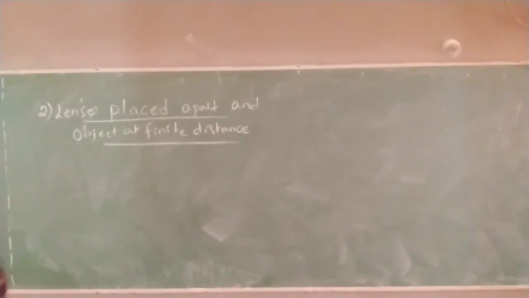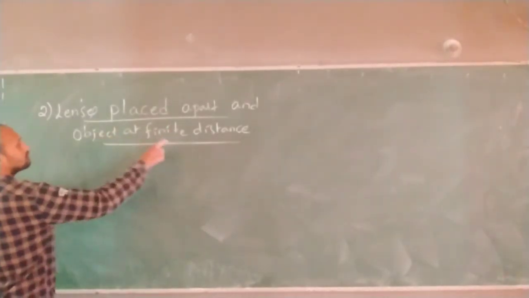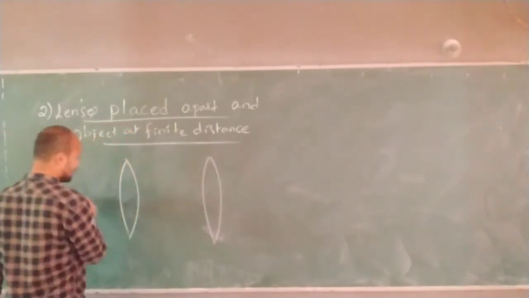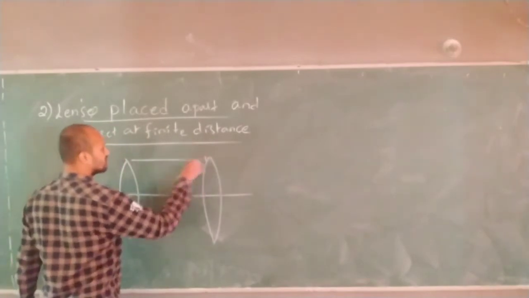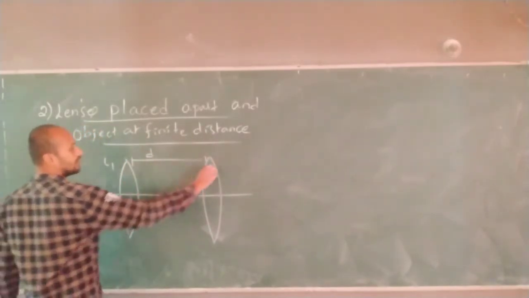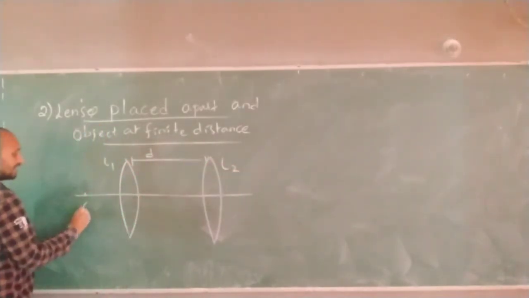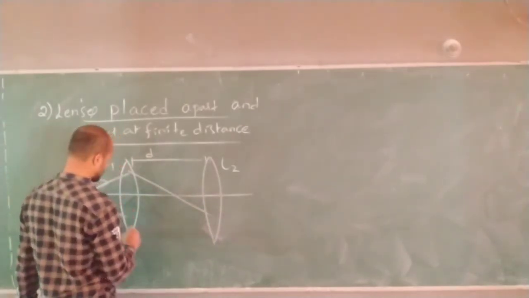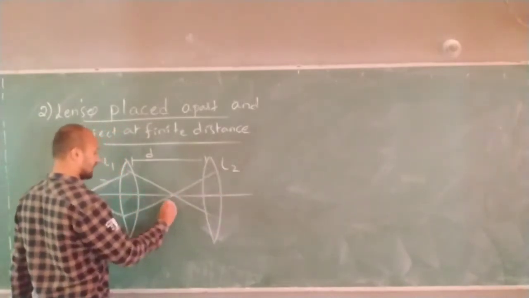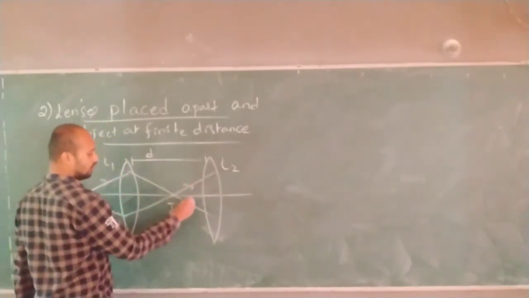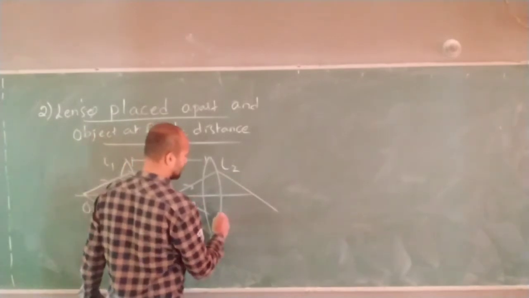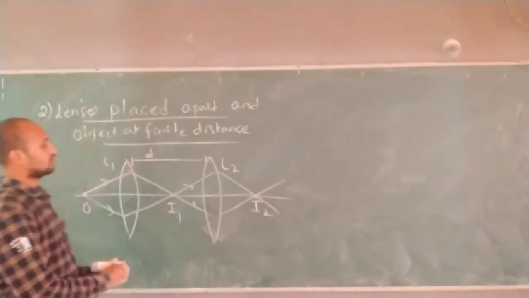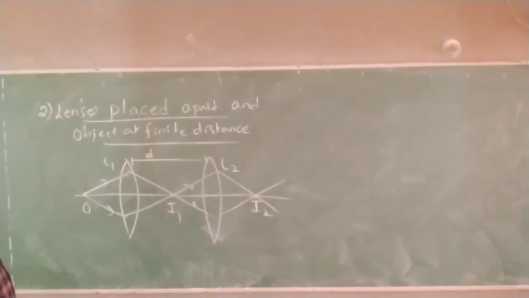Let us come to lenses placed apart and the object at a finite distance. This is one lens. This is another lens. Now the distance between them is D. This is L1. This is L2. If I take one object, the rays will pass like this. Imagine this is I1 produced by this, and this will pass like this. This is the final image I2.